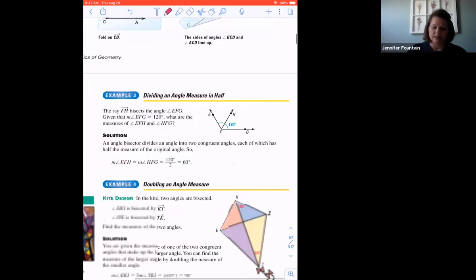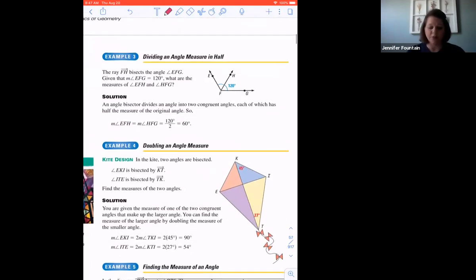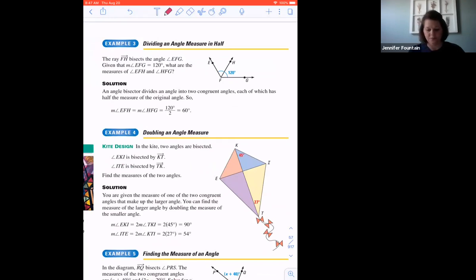All right, let's go ahead and move on to example 3. Example 3 is on page 37. Here it says the ray FH, we're dividing an angle measure in half with this one. It says the ray FH bisects the angle EFG.